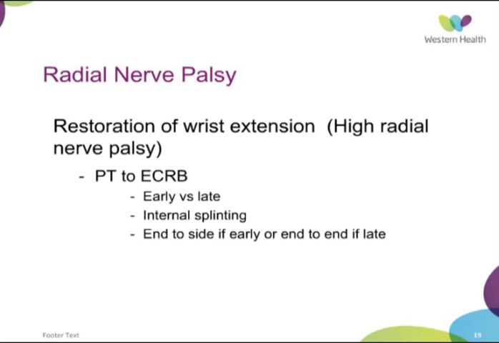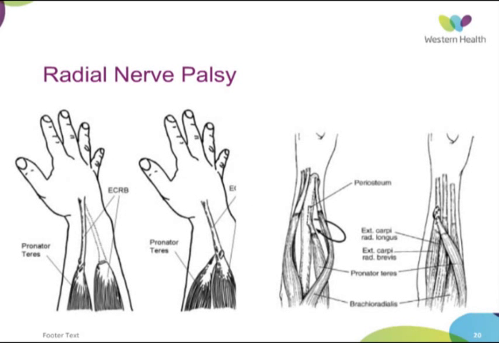So you can do this as an early transfer. I mentioned an internal splint, so instead of doing a wrist drop splint for a year while you're doing a nerve graft and that recovery, you can actually do a straight ECRB graft straight away with pronator teres, thereby preventing the need for a wrist drop splint, and you can take that down once the nerve graft has done its work. So if you're going to do it early, you generally want to do an end to side so you can take it down, but if you've got no chance of recovery, you do an end to end transfer.